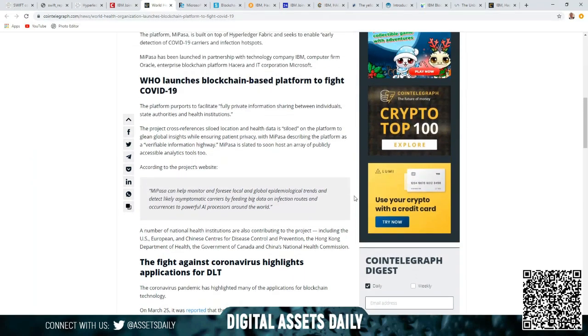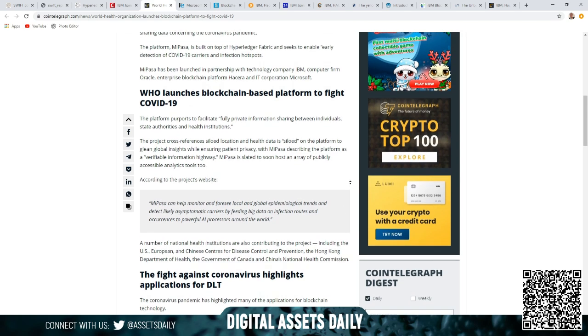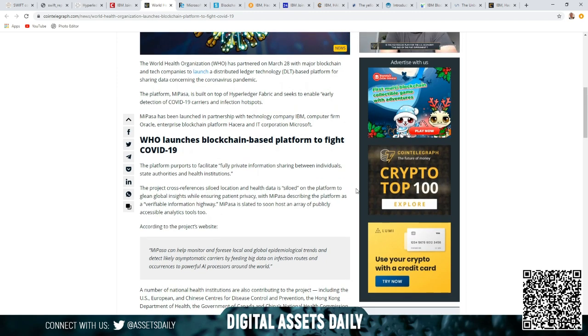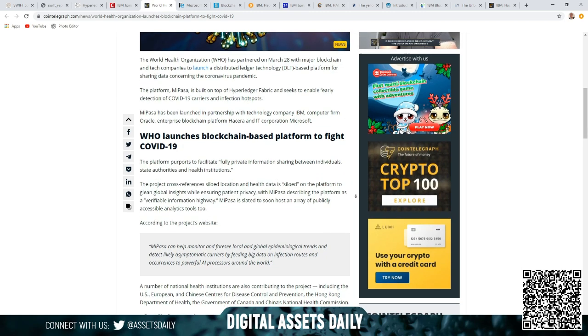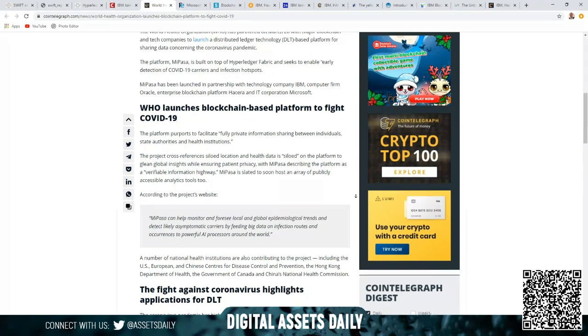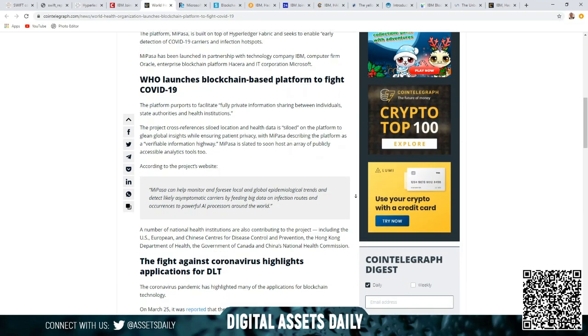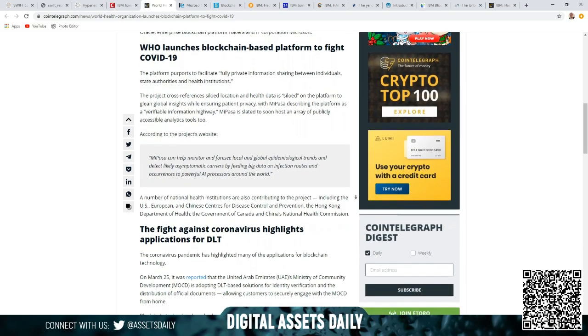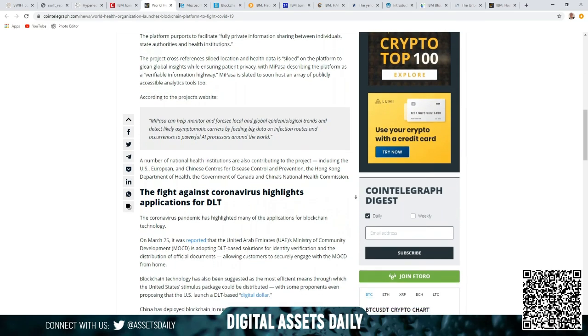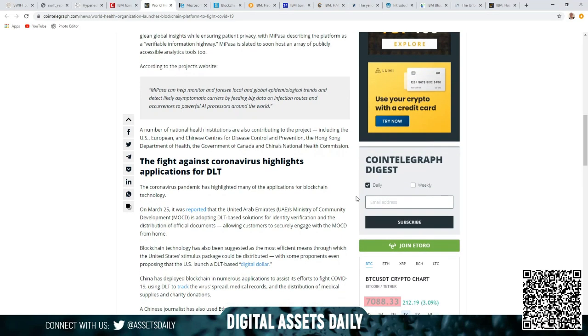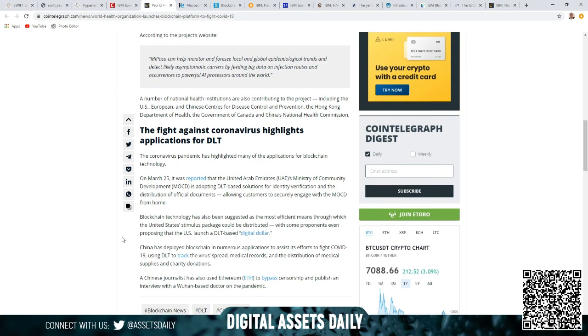And I believe there was another section I must have passed. Let me see. Okay, Hyperledger Fabric, the IBM, we have Ethereum. Let's see. Let's see, Arab Emirates. Okay, I guess that was it for this article.